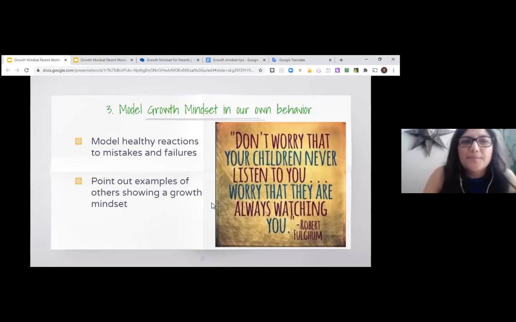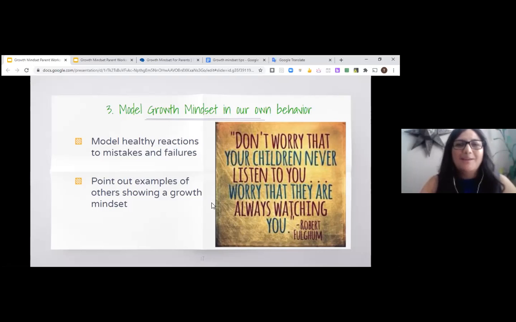So the third strategy is modeling growth mindset in our own behavior. We talked about the words that we use and the words that our children are using. Now it's looking at how we behave. We might be saying the right words. You might be saying, "Oh, mijo, keep doing it. Your effort is great. I can see that you're problem solving." But if we're not also demonstrating the same encouragement and the same type of praise that we're giving our children, then it kind of goes out the window. We're talking the talk, but we're not walking the walk. So we want to make sure that we are modeling it.